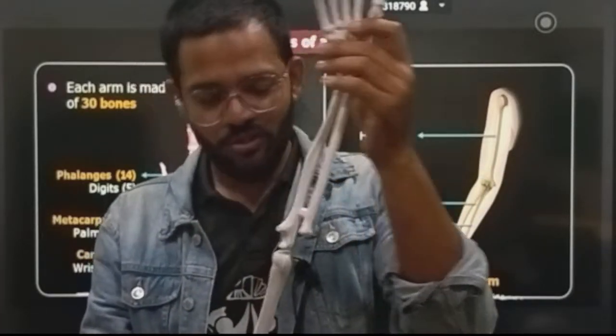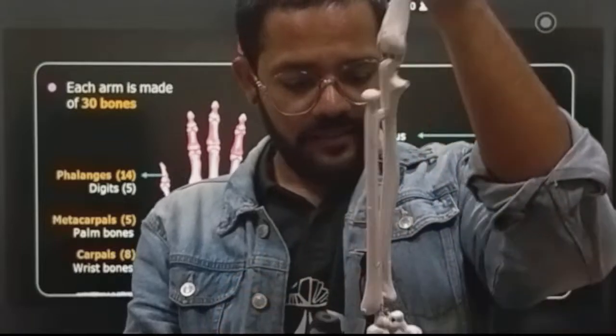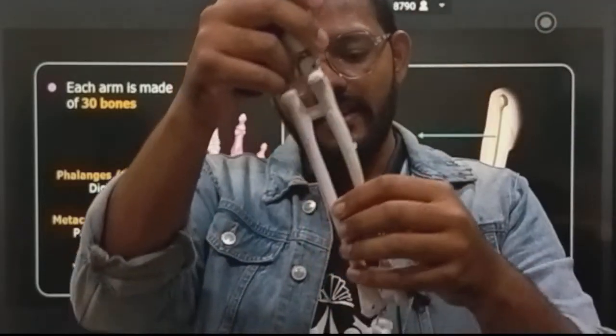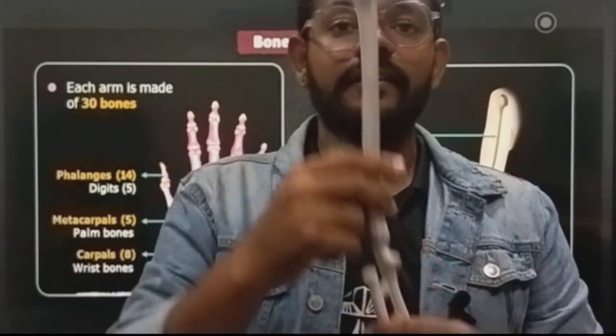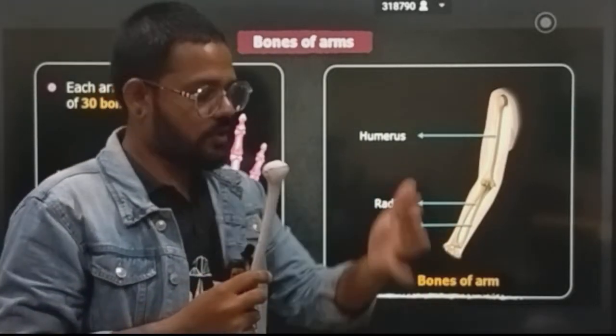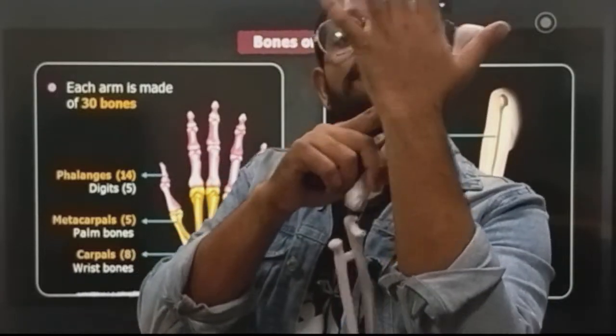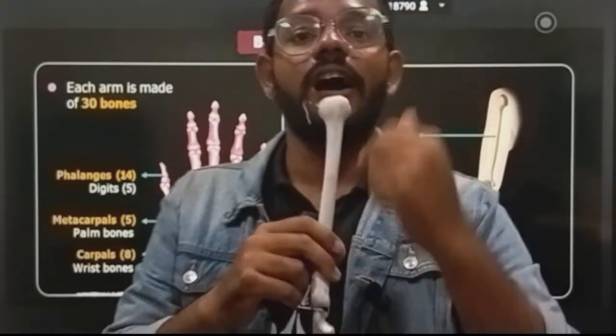Hi बच्चों. So this is your humerus. And this is your ulna, and radius. The bone which is in the line of the thumb, that is your radius, and the one which is away from the thumb is the ulna.